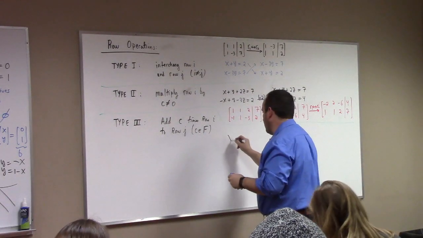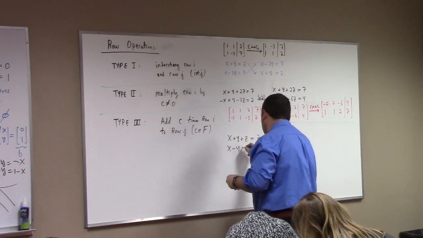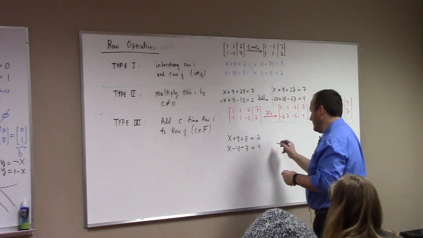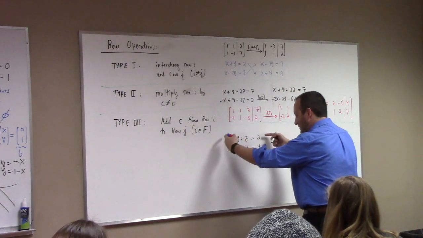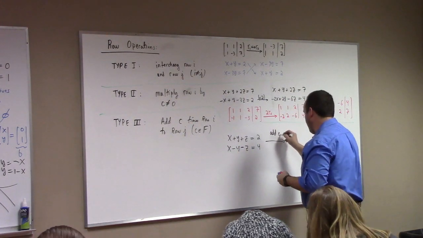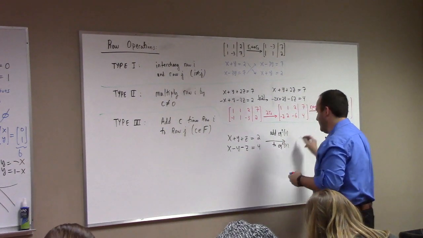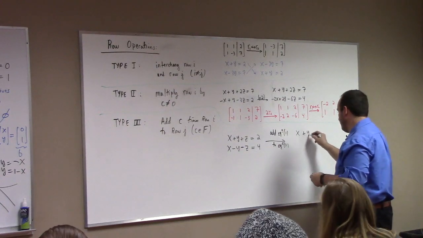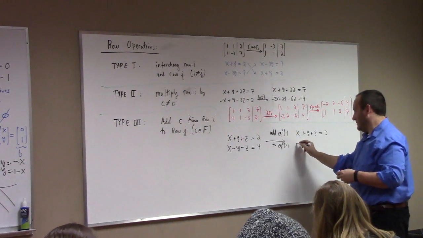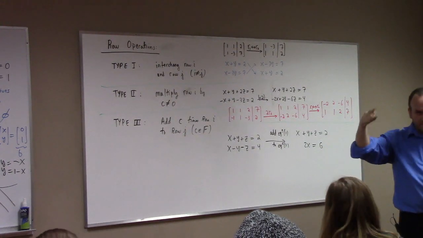So let's see here. x plus y plus z equals 2. x minus y minus z equals 4, right? And maybe I would like to add equation 1 to equation 2. That would give the first, well, equation 1 is unaltered, right? Equation 1's minding its own business. Equation 2, on the other hand, becomes what? 2x equals 6, because the y and the z cancel.